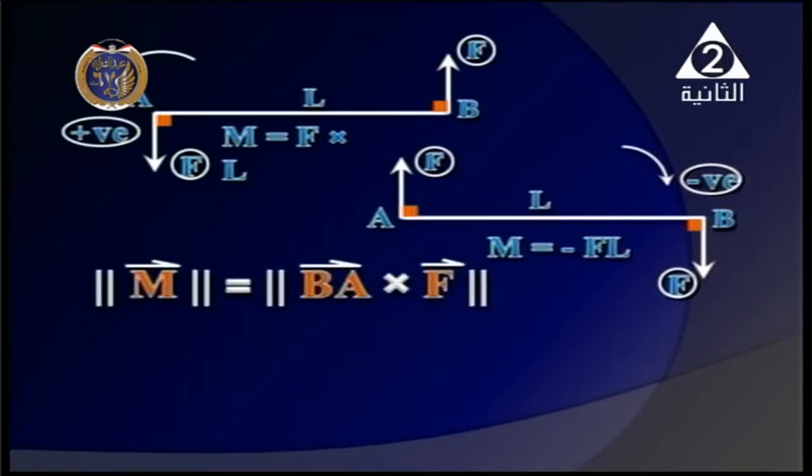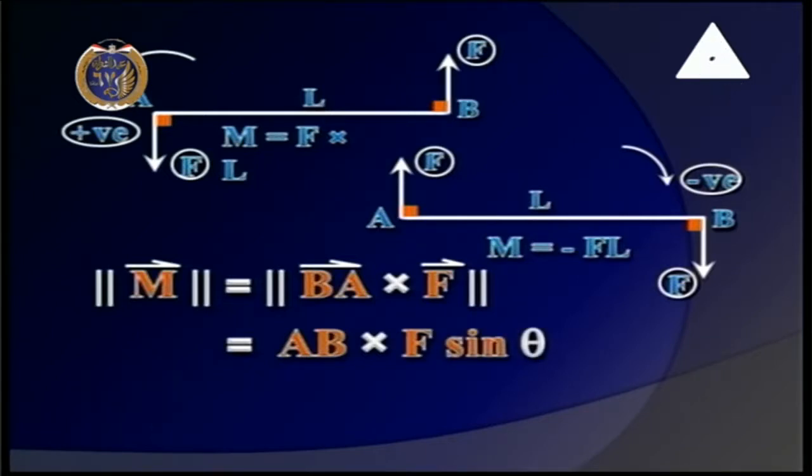The moment, my dear student, of the couple equals the norm of BA times F. Norm. Why norm? It's a moment, so the value must be positive. Norm AB or BA times F equals AB F sin theta equals FL.